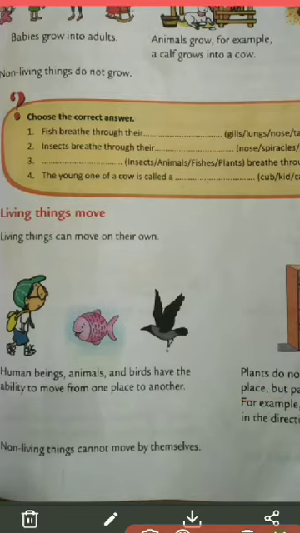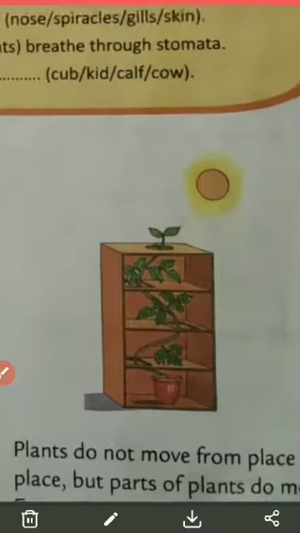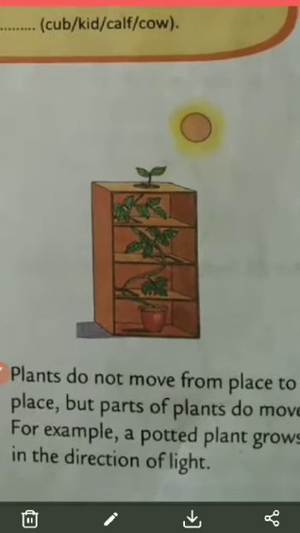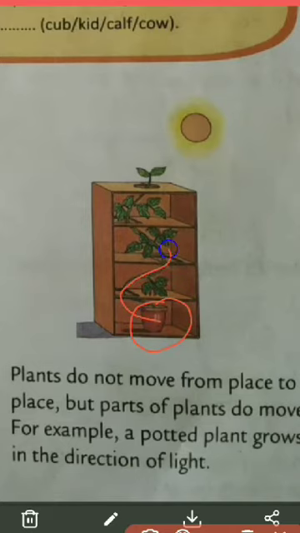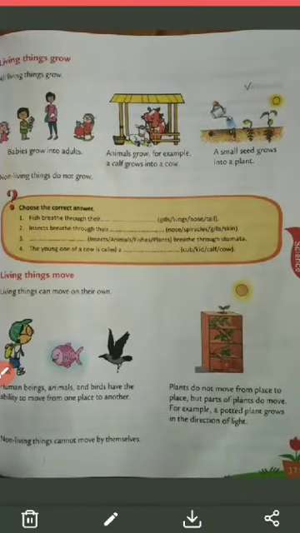Plants show movement in the direction of the sunlight, like you can see. The plant is grown here, but it moves in the direction of the sunlight. So plants show movement. All living things grow and move. But non-living things cannot grow and they cannot move on their own.